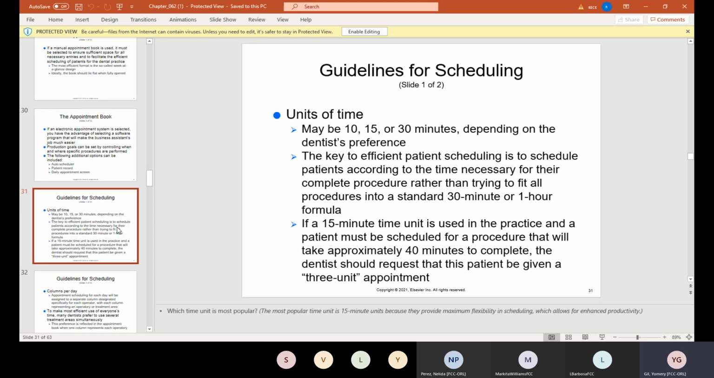If a 15-minute time unit is used in the practice and a patient must be scheduled for a procedure that will take approximately 40 minutes to complete, the dentist should request that this patient be given a 3-unit appointment, which means they'll drag the appointment down and make it longer. So yes, exactly that.